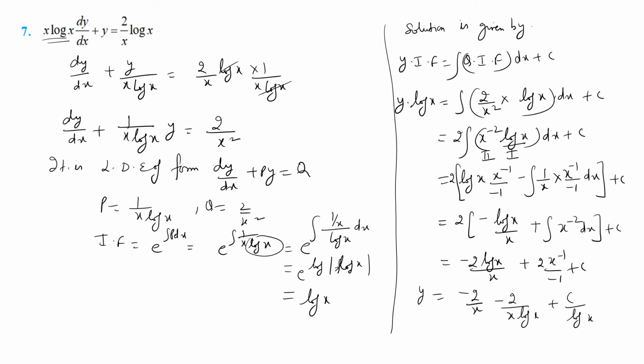Okay, so what we can do is take the x log x LCM, so x log x y is equal to, taking the LCM, minus 2 and plus c x, which is the desired solution.